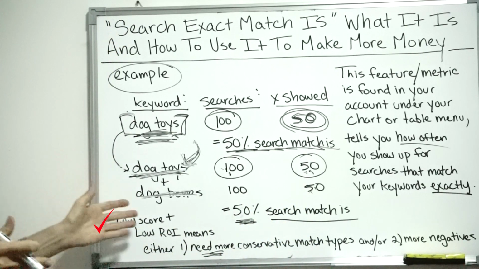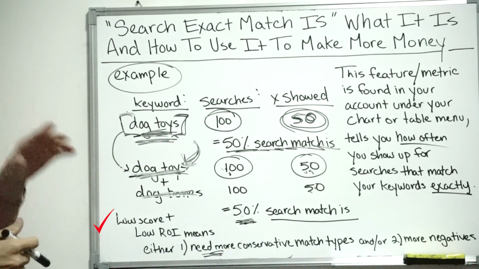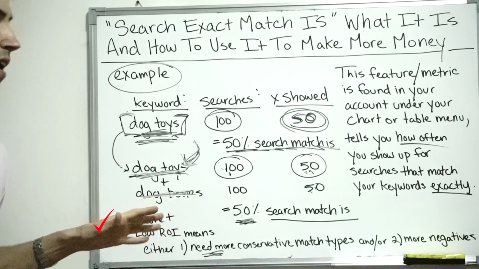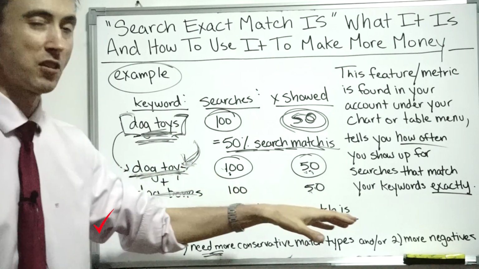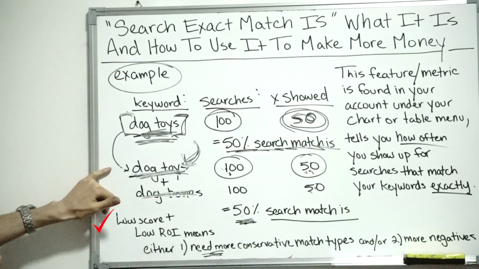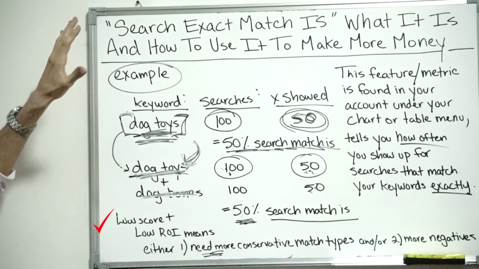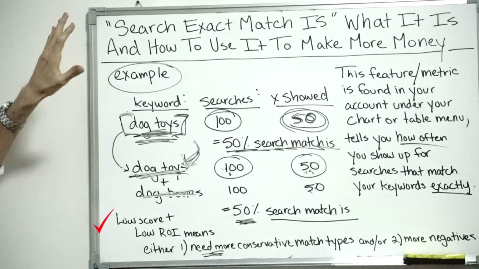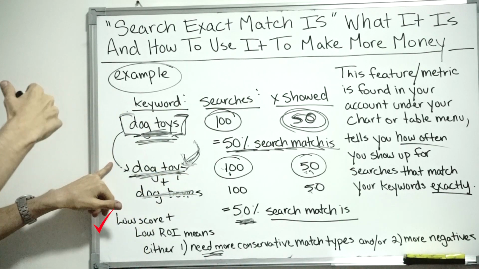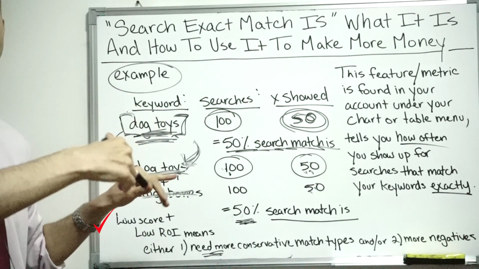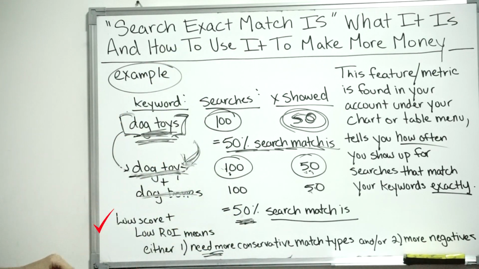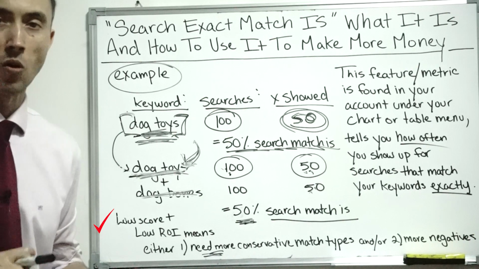Of course, if, like I said, you're already struggling to spend the budget you have, well, that would be less likely, obviously, or not likely at all, that adding negative keywords will get your search exact match score up, because in that case it's not going to fix the low click-through rate, low conversion rate. That is likely the reason why you have a low search exact match score.